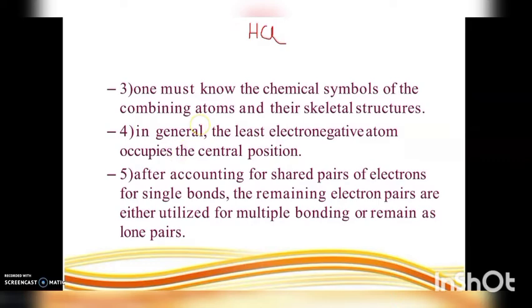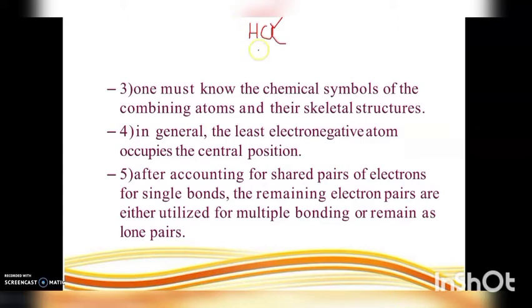Then in general, the least electronegative atom occupies the central position. So we have to find out which is less electronegative. In HCl, if we compare chlorine with hydrogen, chlorine is more electronegative. For that we need to know about the periodic table. In the periodic table, the elements near fluorine are very electronegative. And if we move from left to right in the periodic table, the electronegativity increases.